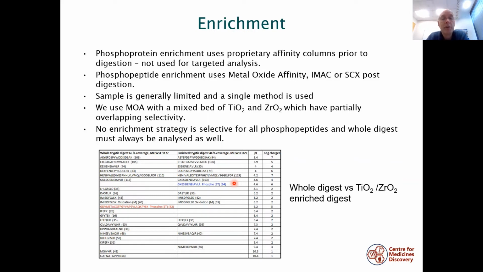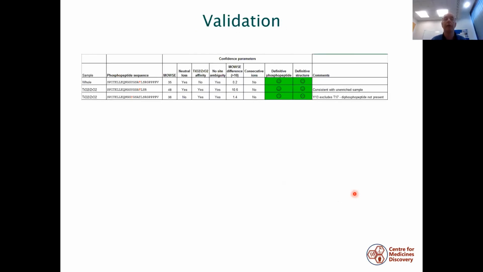It will also trap negatively charged, just generally negatively charged peptides. So you can see that I've illustrated here. I've just ranked these peptides by the number of negative charges and the pI. So it's necessary to analyze the whole digest and the enriched digest. You cannot rely on automated algorithms to identify all of your phosphopeptides.